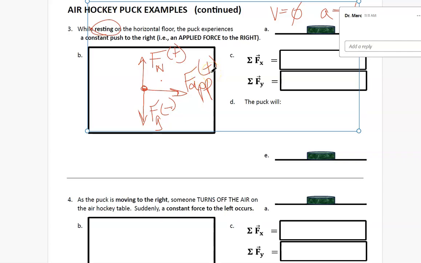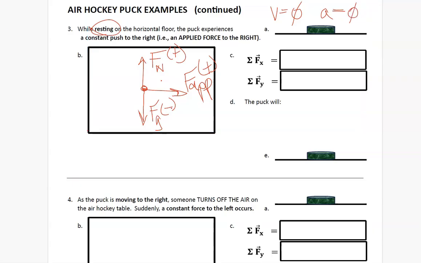So up is positive for vertical forces, and to the right is positive for horizontal forces. So let's start adding up our horizontal and vertical forces. Well, our horizontal forces, the only horizontal force is the applied force. So the sum of all our horizontal forces is just the only horizontal force, which is our applied force. It's in a positive direction, that is to the right.